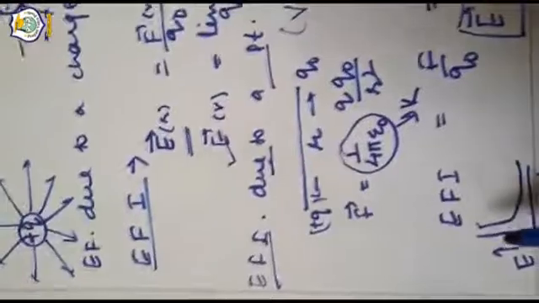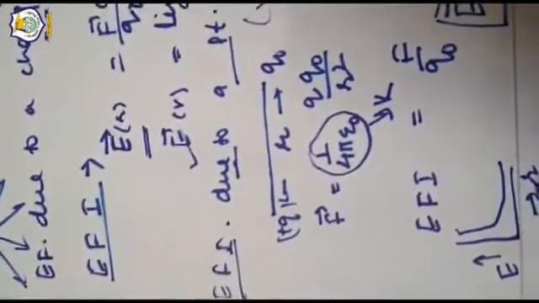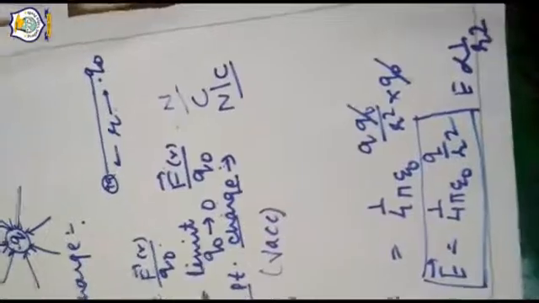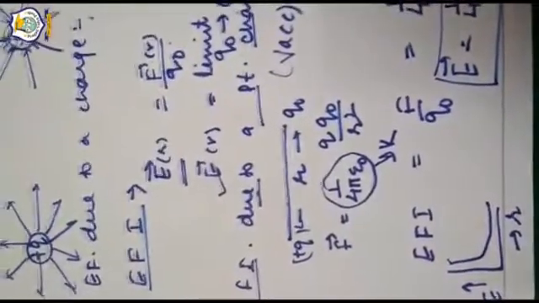Now we can have the graph between E and r. It will be in this form because it is inversely proportional to square of distance. So remember this graph. Now we will study the electric field intensity due to a system of charges.